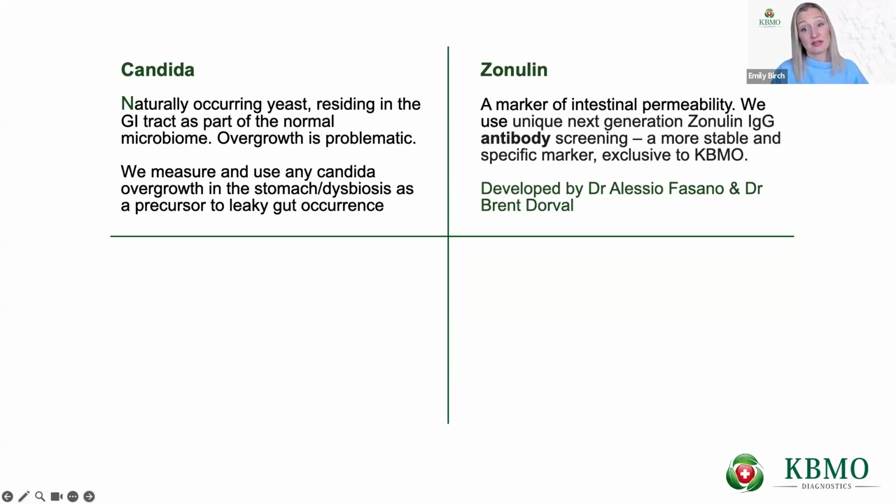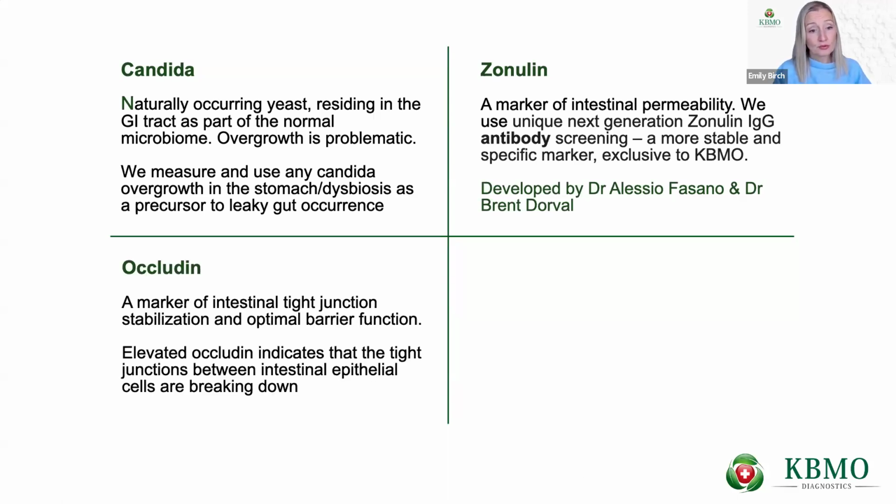It was actually developed by Dr. Alessio Fasano. He discovered zonulin and he was the one that partnered with KBMO. And all of his work was done on blood markers, all of it. And actually, zonulin was never intended to be tested in stool because it's much more, as I say, stable and specific when we test it in blood spot. Dr. Brent Dorval, if any of you are wondering, he was the guy that developed the first rapid HIV diagnostic, and he consulted Fasano's team. Another very, very clever guy.